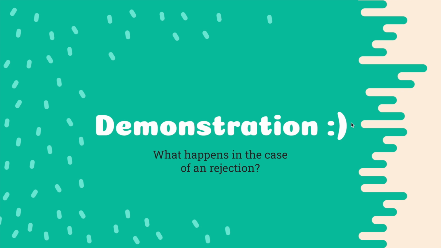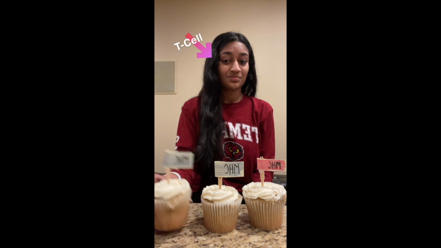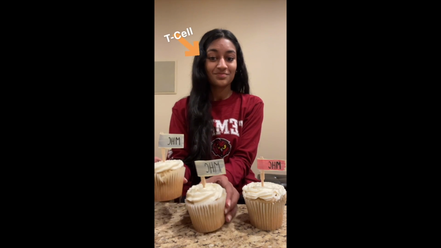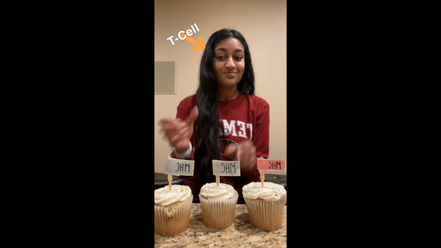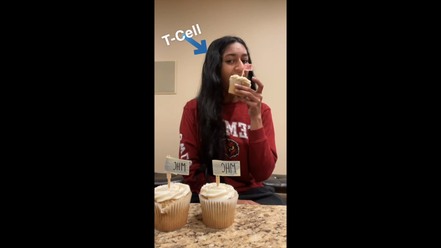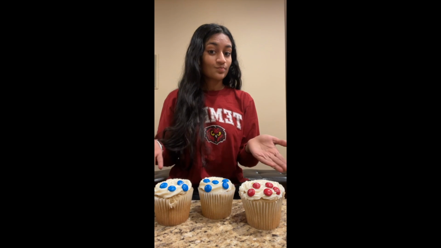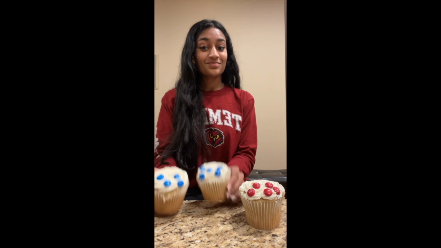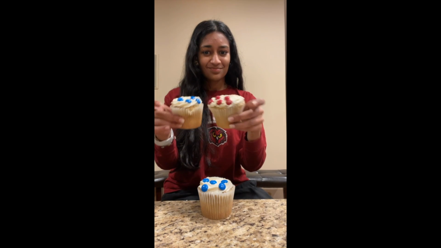Now we have a quick little demonstration showing what happens when an organ is being rejected. Let's say this cupcake is a recipient cell and these cupcakes are donor cells. You can see that the MHCs between the recipient and this donor match, so the kidney is accepted. The MHC doesn't match this donor though, so the kidney is rejected and the cells are killed off by T cells. The same applies to blood antigens. The antigens of this recipient and donor are the same color and they match, so the kidney is accepted. This isn't the case for this donor, so it is rejected.